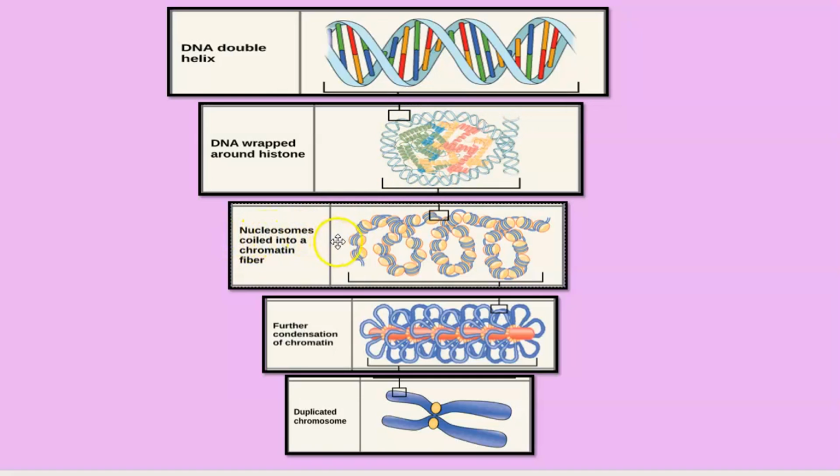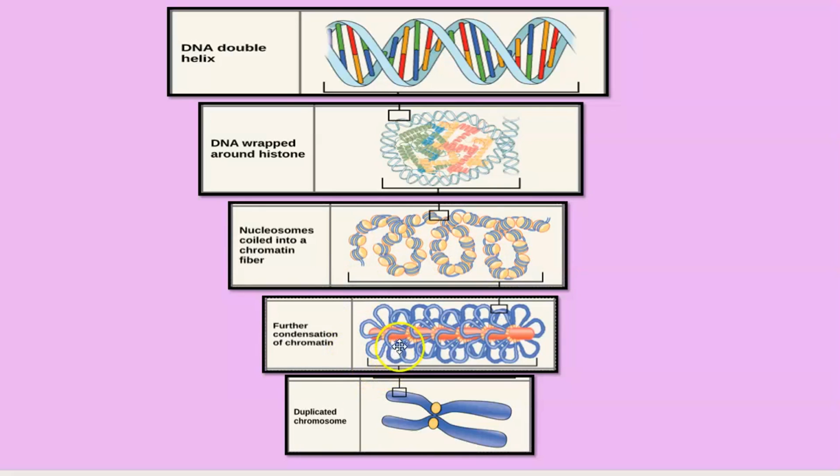Then what happens? The nucleosomes coil around each other. Here the yellow thing you see is nothing but histone. You can try to remember it as something which looks like a ball. So the nucleosomes are themselves coiled now, and they form chromatin fibers. This is how they look. Now they condense further and form chromatin.